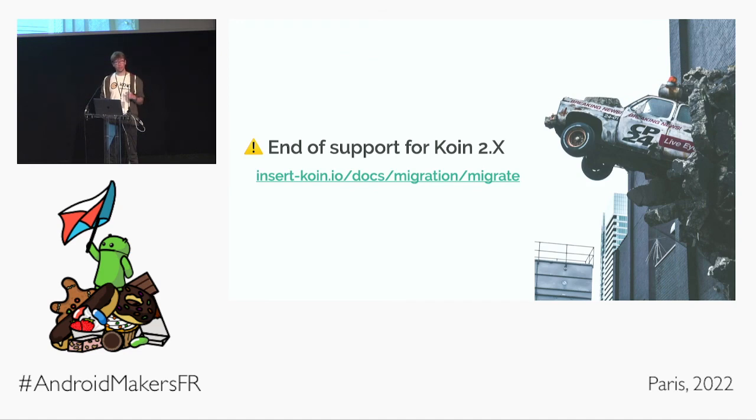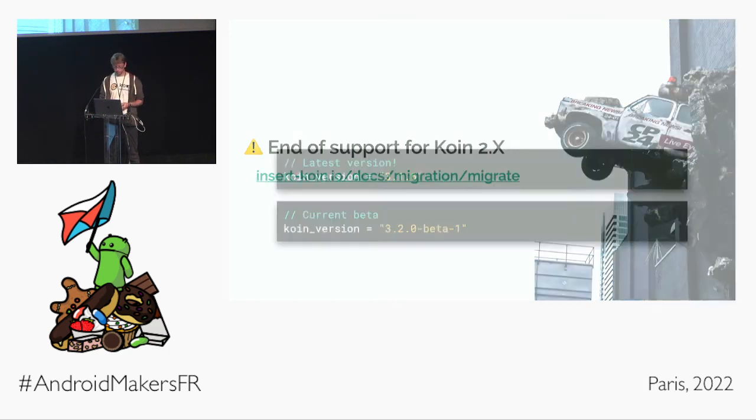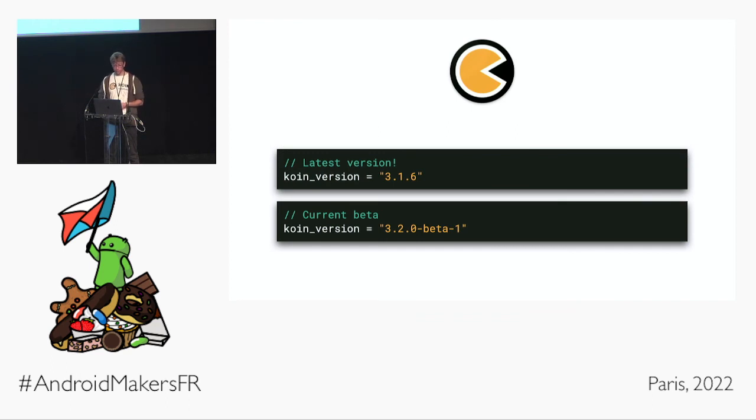If you are still on Koin 2.x, are there people in the room still using Koin 2.x? Okay, just a few, but you need to migrate, because this is really out of support for the community. And we have brought so many improvements to the framework that you really need to move to the new major version. Things to note here: 3.1.6 is the latest stable Koin version, and you can wait for 3.2.0 soon, with a lot of good things.